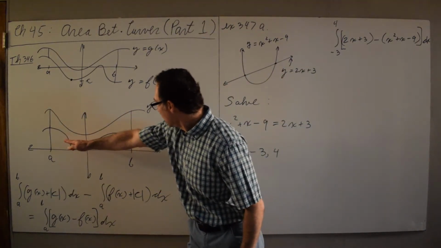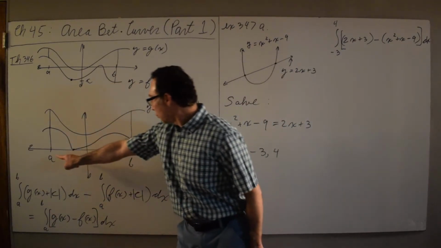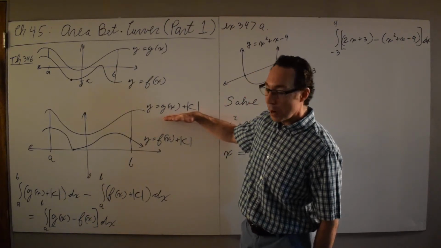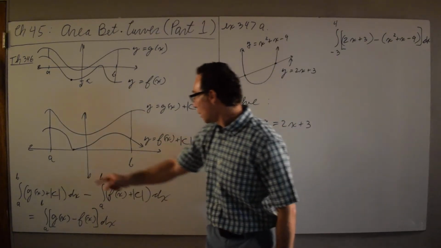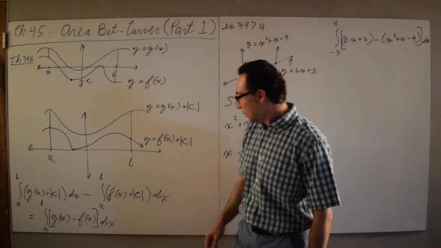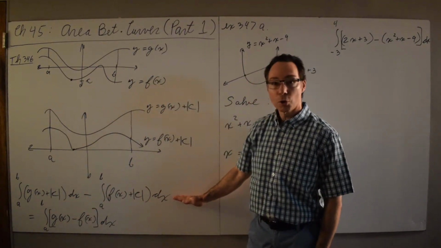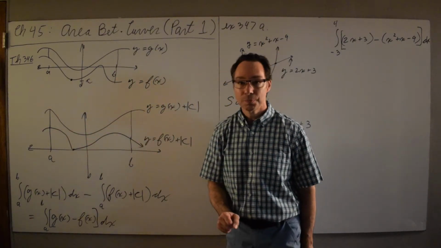Now here, to find the area between the curves, we simply find the area from a to b under the curve y equals g of x plus absolute value of c. Then we find the area under the curve y equals f of x plus absolute value of c, and we subtract. So we take our larger area minus our smaller area, and that's the area between these two curves.